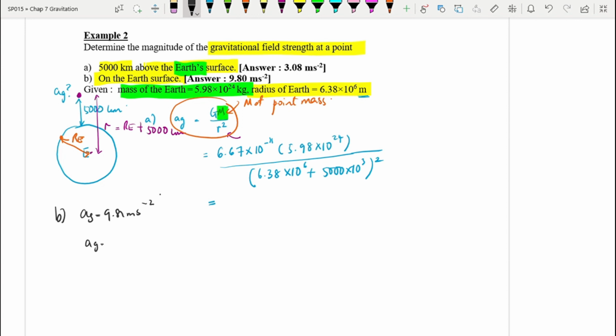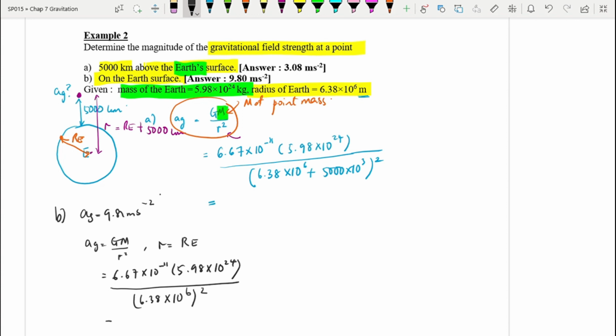Okay, so AG by using this formula, dan R kita R square, dan R kita ini adalah RE, radius of the earth. Okay, so masukkan nilai, termasuklah mass of earth over 6.38 je lah, times 10 to the power of 6 square. Kemudian kirakan, okay, berapa AG kita. Adakah sama dengan yang kita expect?